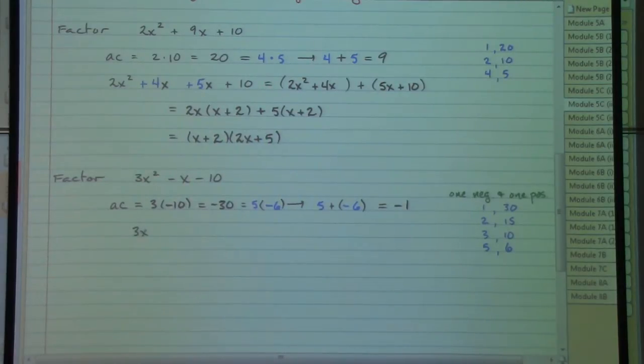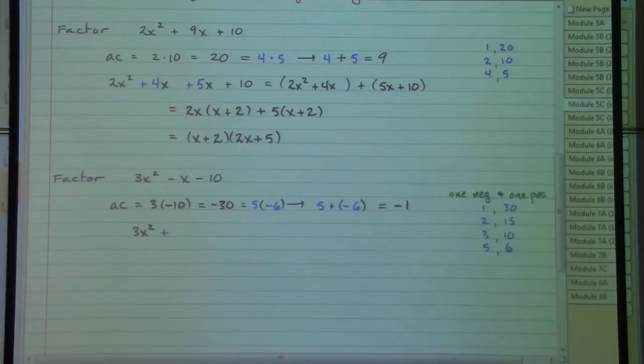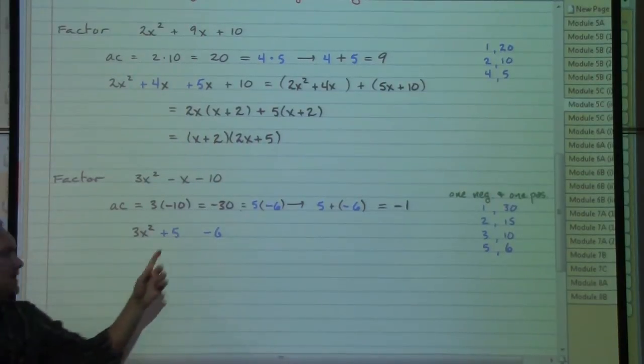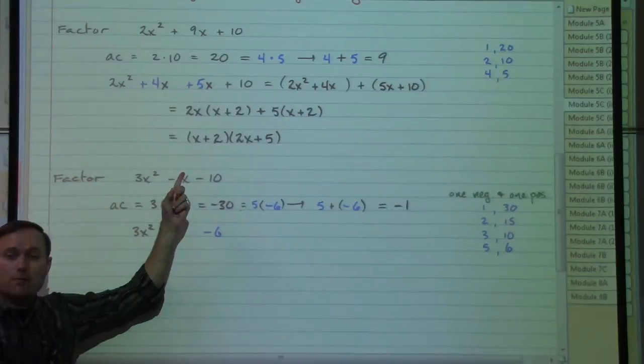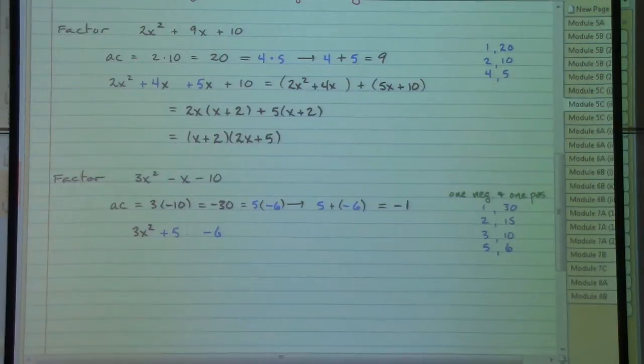So the 3x squared will stay. The middle term is going to be removed. We're going to kick it to the curb, and we're going to put in the positive 5 and the negative 6. And when we do, we're going to have to put in the variable from the middle term with each of our special numbers. So the middle term had the variable x. Our positive 5 is going to get an x. Our negative 6 is going to get an x. And we're also going to have our last term, our negative 10, our minus 10, still showing up as well.